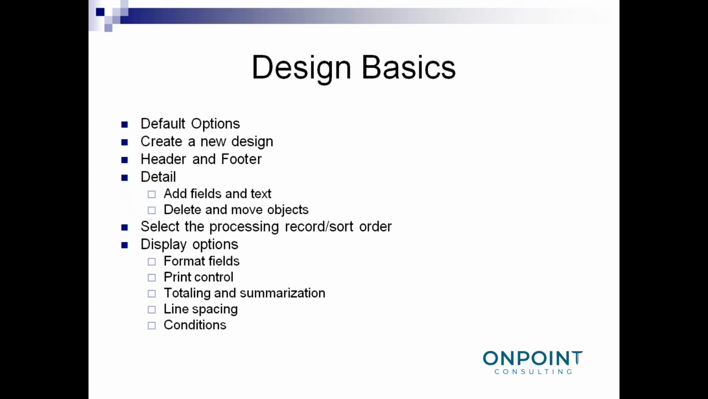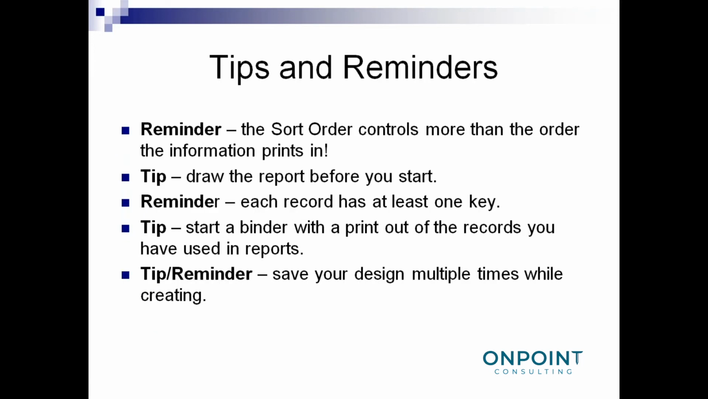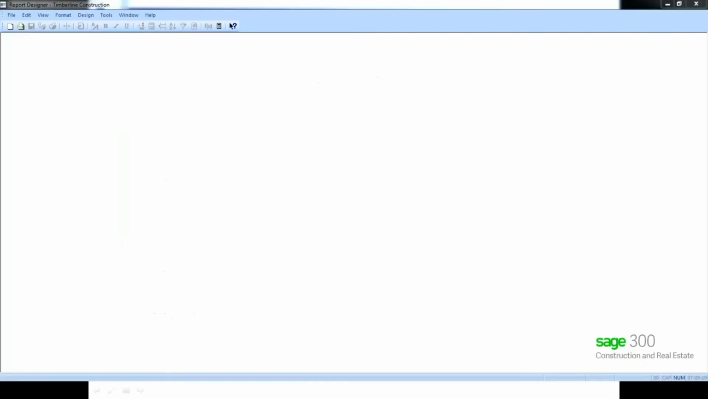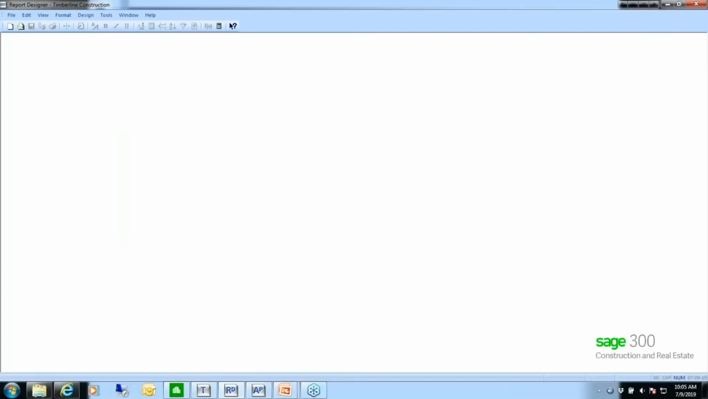We're going to look at selecting the processing record and modifying the sort order if we need. We're going to look at some display options. We're going to look at these briefly. We're going to go into more detail next week in the advanced session. Okay, so let me jump out here and let's go back into report design.